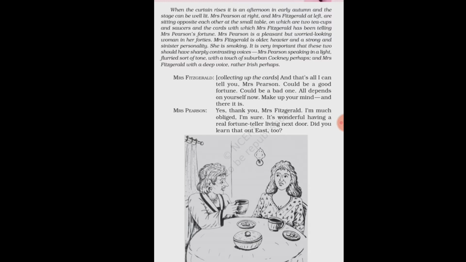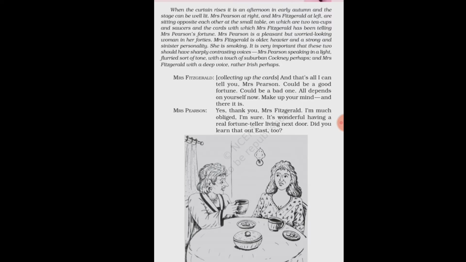So now the description of these two ladies is given, the appearance and the way they speak. Mrs. Pearson, who is on the right, is described as a pleasant but worried looking woman in her forties. But on the other hand, Mrs. Fitzgerald, who is sitting on the left, is older, heavier, and a strong and sinister personality.